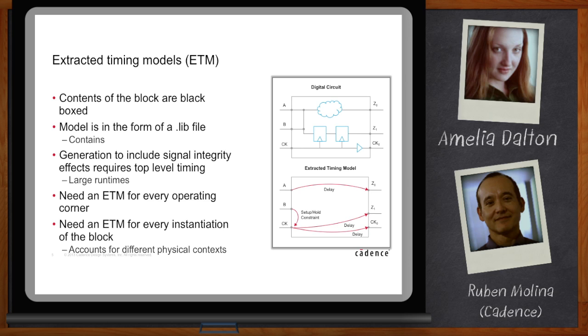And when we talk about the best accuracy for analysis, really it's flat level analysis where you're able to see everything in the chip all at once. That's really the holy grail of accuracy. So, Ruben, there's got to be something better, right?